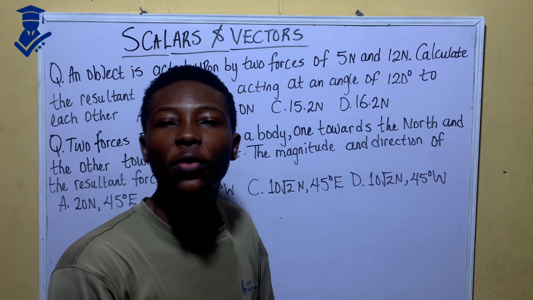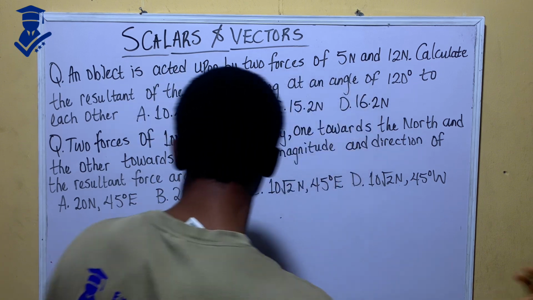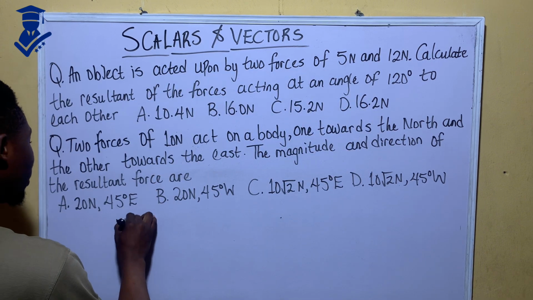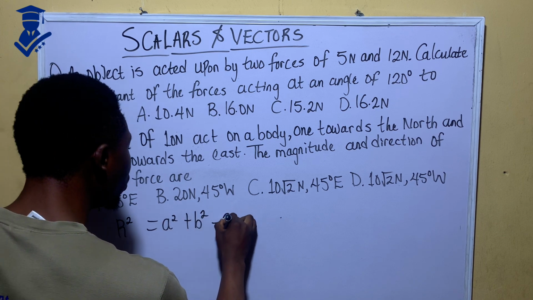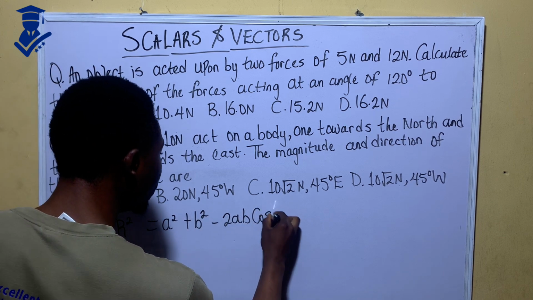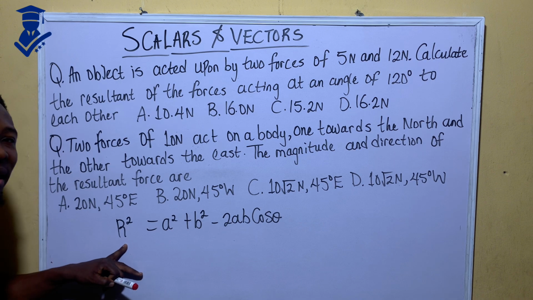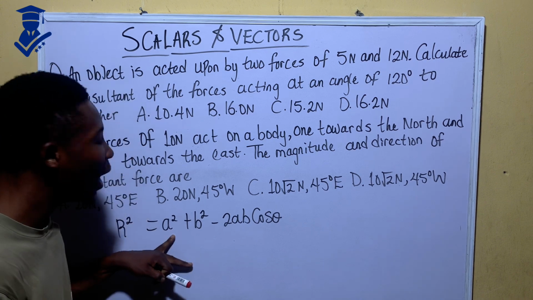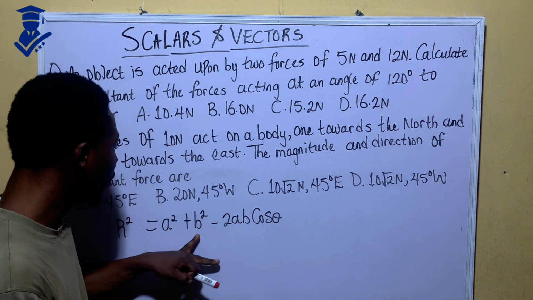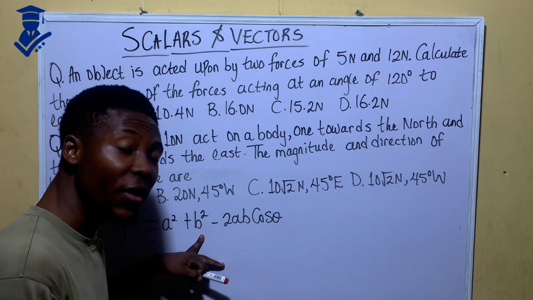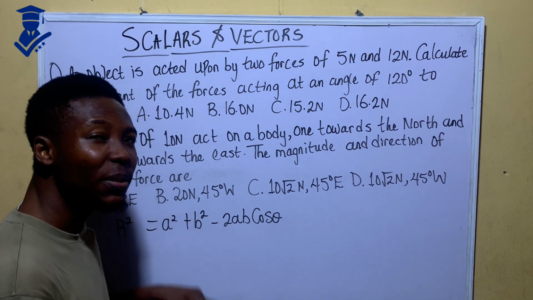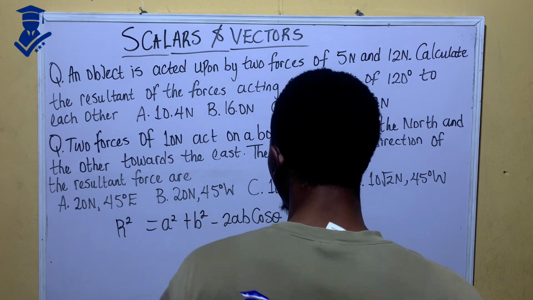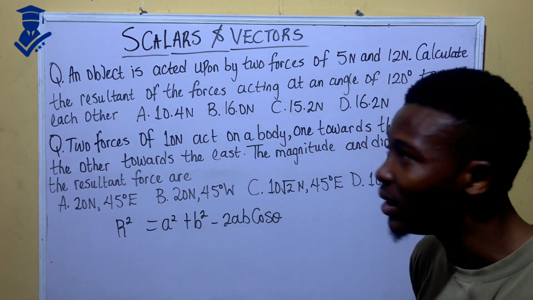Now, when we have two forces acting at an angle, we use the formula R squared is equal to A squared plus B squared minus 2AB cos theta. R squared is the resultant, A is the magnitude of the first vector, B is the magnitude of the second vector, R is the resultant, and theta is the angle.